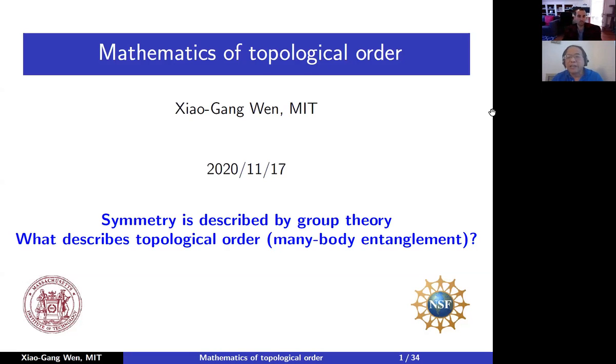And so today, I will mainly concentrate on trying to see the connection between many-body entanglement in condensed matter physics and the mathematics required to describe such a phenomenon, which turns out to be tensor category theory. So how tensor category theory should be used to describe patterns of many-body entanglement. So that is the main issue today.